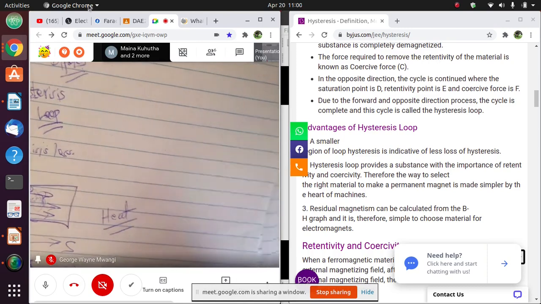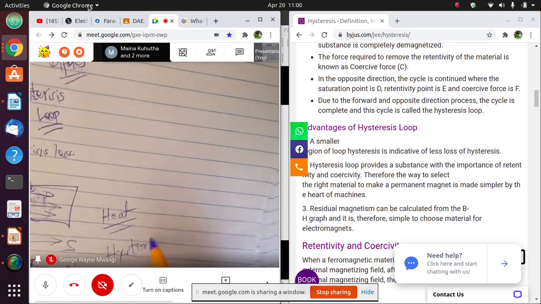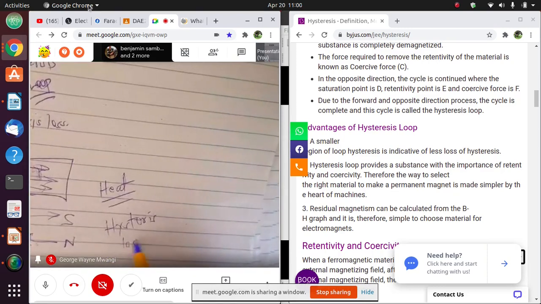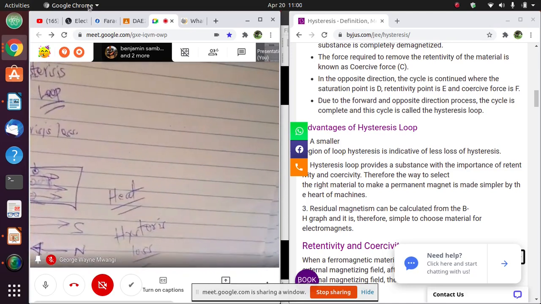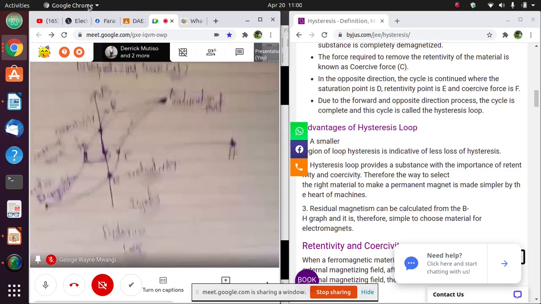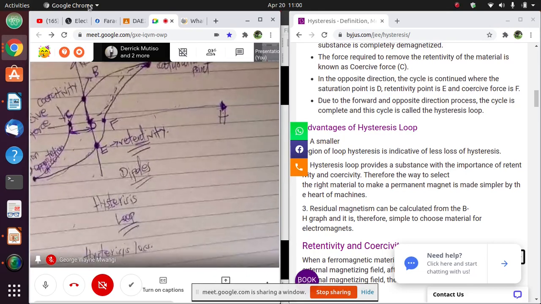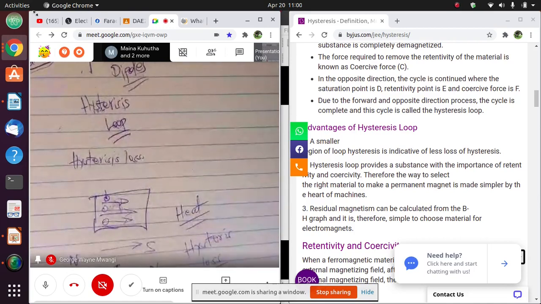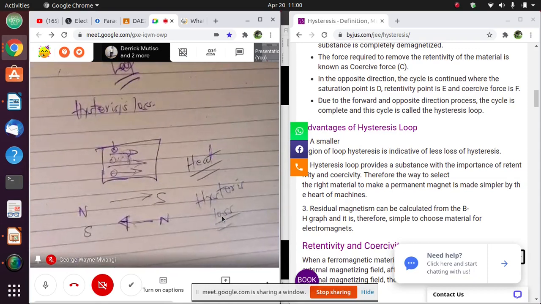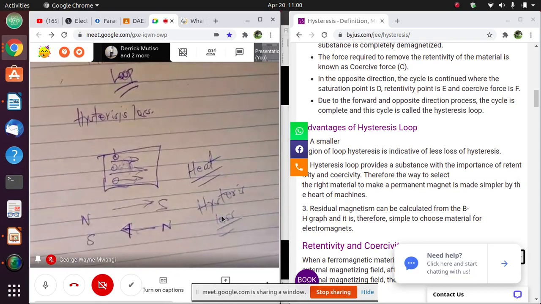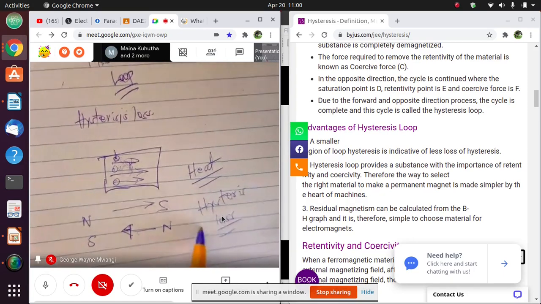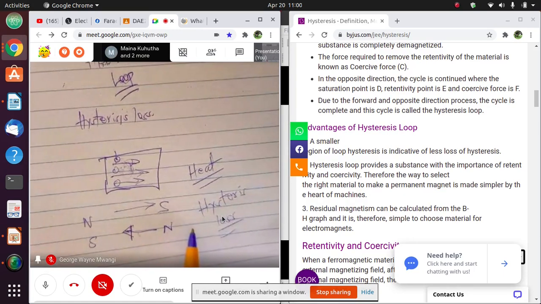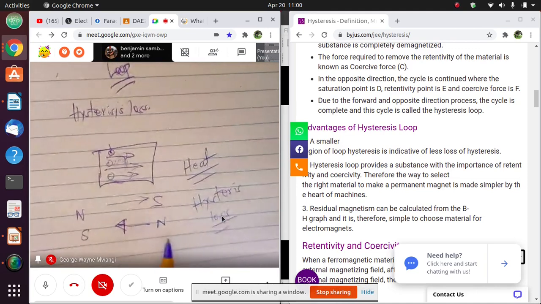Hysteresis loss basically is the losses that are formed due to the change of direction of the magnetic field. The internal particles, the internal molecules of a material will resist, and this will be in the form of heat. Heat will be produced. So when you have a magnetic material, you have to find one that has low hysteresis loss. We do not want to have excess energy being wasted. We do not want extra heat being produced.